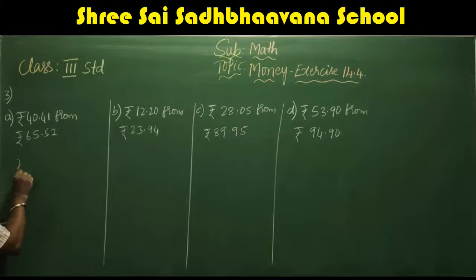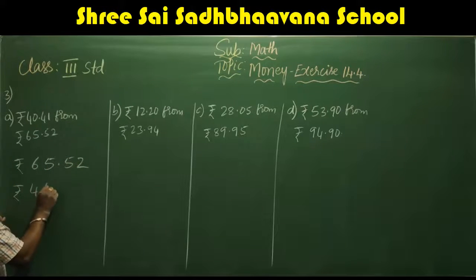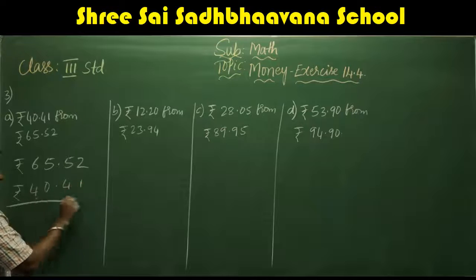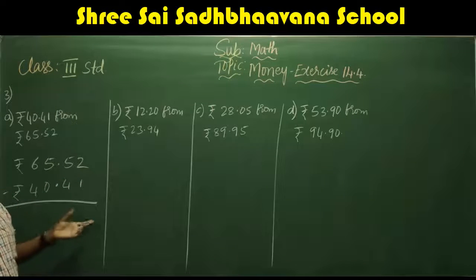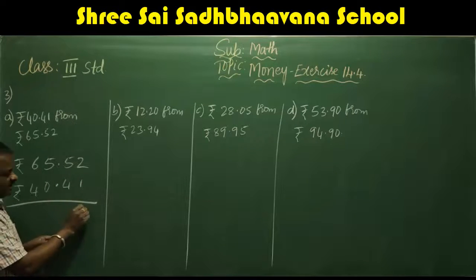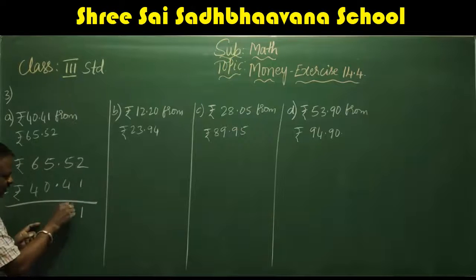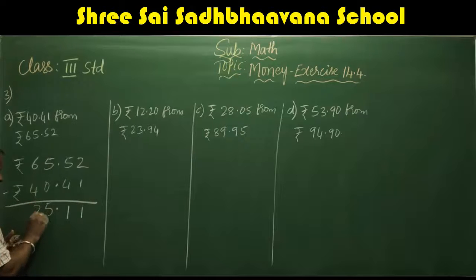So first you write down rupees 65.52. Next write down rupees 40.41. Then subtract. 2 minus 1, 1. 5 minus 4, 1. 5 minus 0, 5. 6 minus 4, 2. That is rupees 25.11.